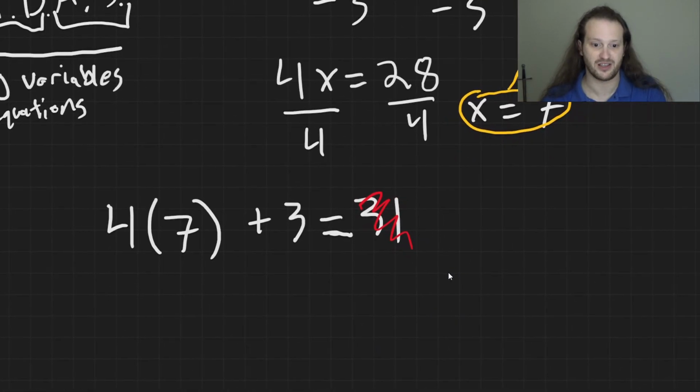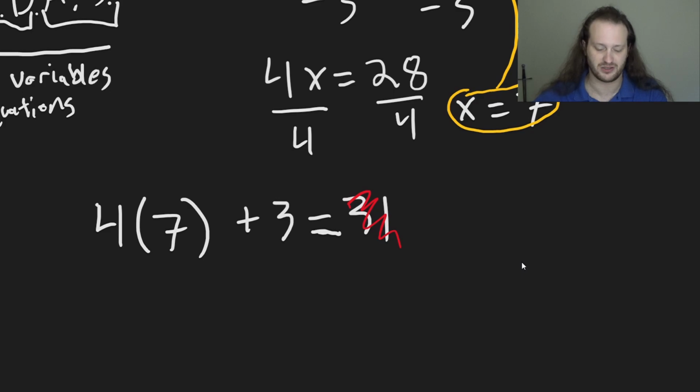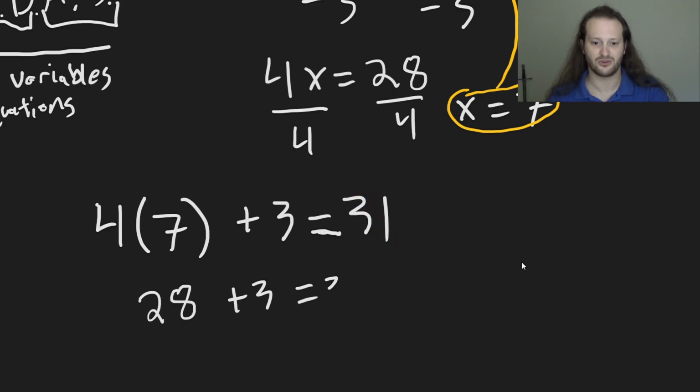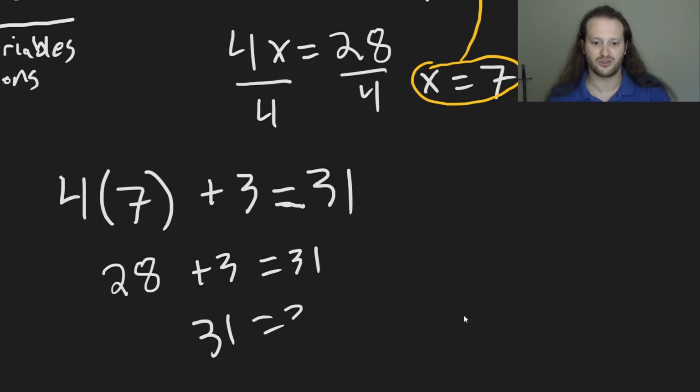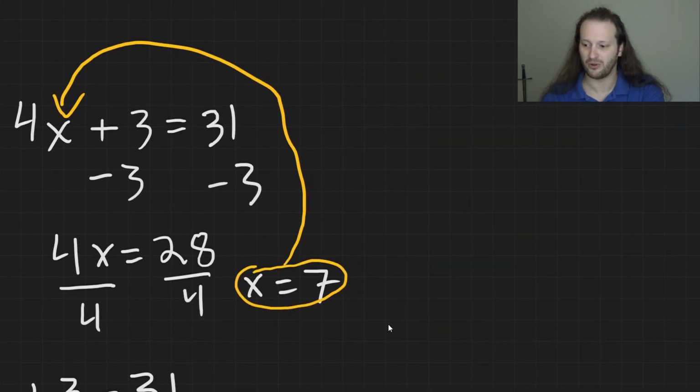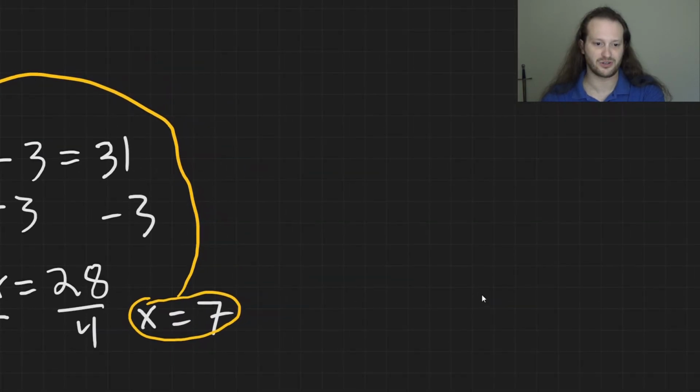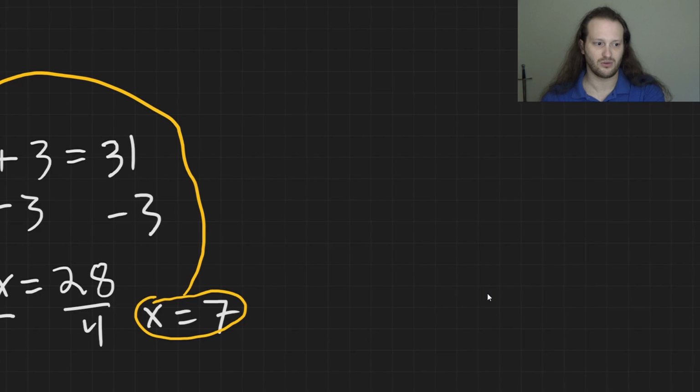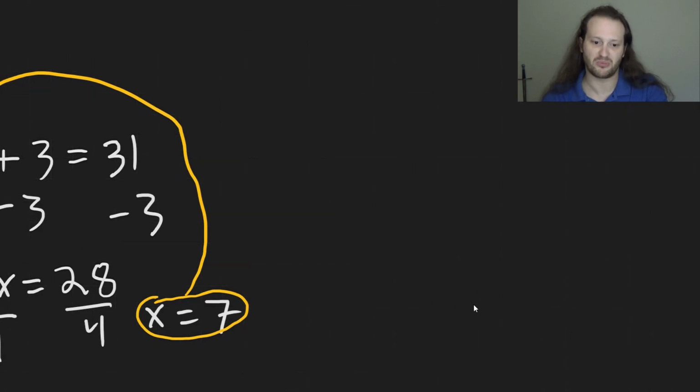I hope that makes sense, because it at least makes sense to me. 28 plus 3 equals 31. 31 equals 31, which is correct, which means we did it right. And yeah, that's how you do two-step problems. The algebra here, yeah, this is real algebra now. The two-step problems are really the first step into how complicated these algebra problems can get.